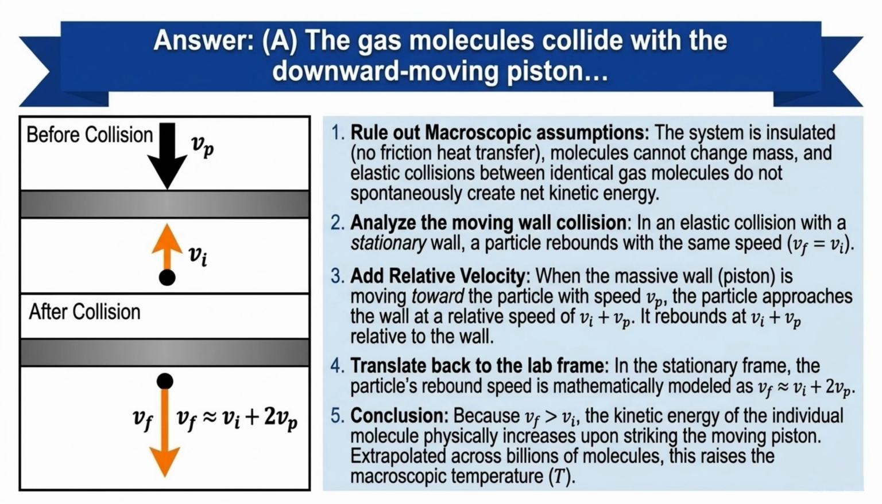A. Molecules rebound faster. Think of one molecule heading toward the descending piston. In the piston's frame, it bounces off elastically, same speed, opposite direction. But the piston is moving. Hop back to the lab frame, and the molecule's outgoing speed picks up roughly 2v piston extra. Every collision with the moving wall adds a little kick, multiplied by trillions of collisions, and the gas heats up. Compression literally speeds up the molecules through bounces.